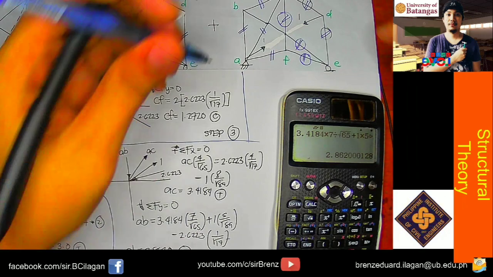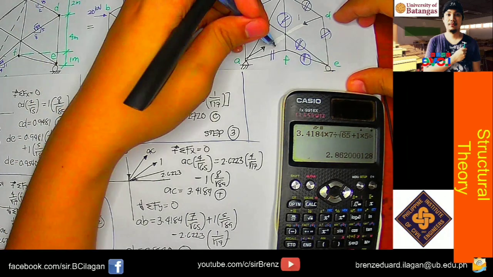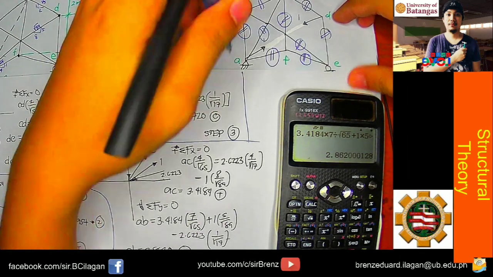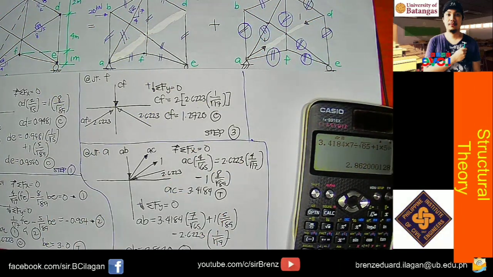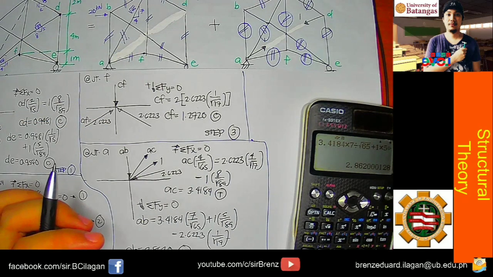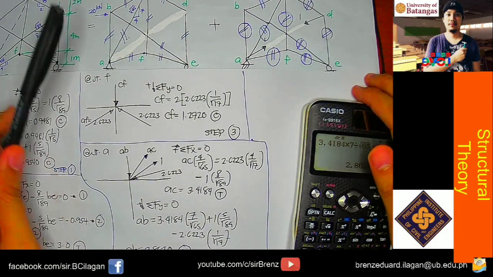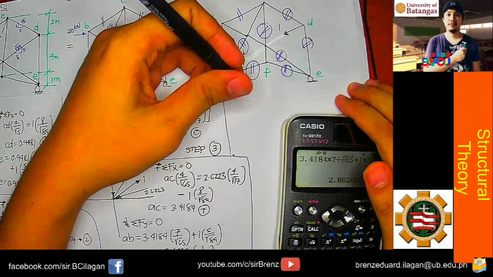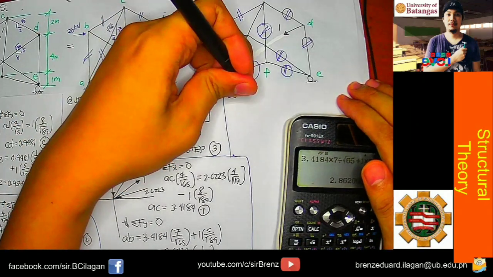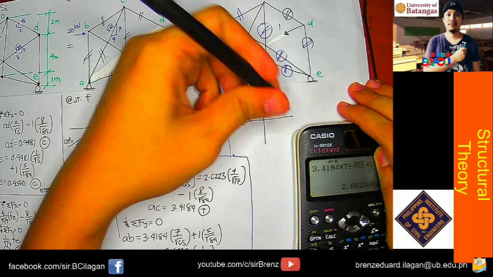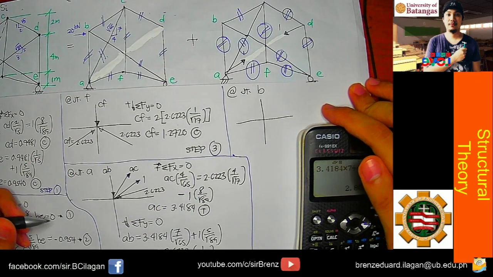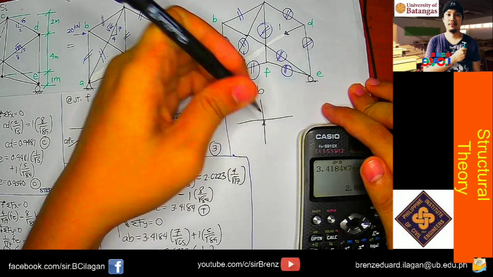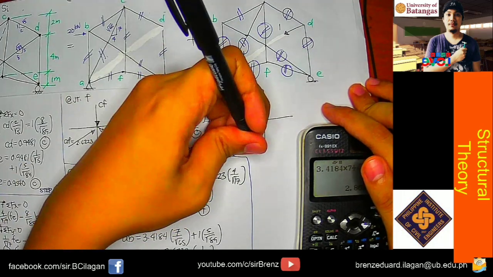So again, just mark it here. We're done with this one and this one. Okay, so last joint na. The last joint will be our joint B. At joint B, again, just draw the X and Y axis. So what is AB? Again, compression, and its value is 2.862.